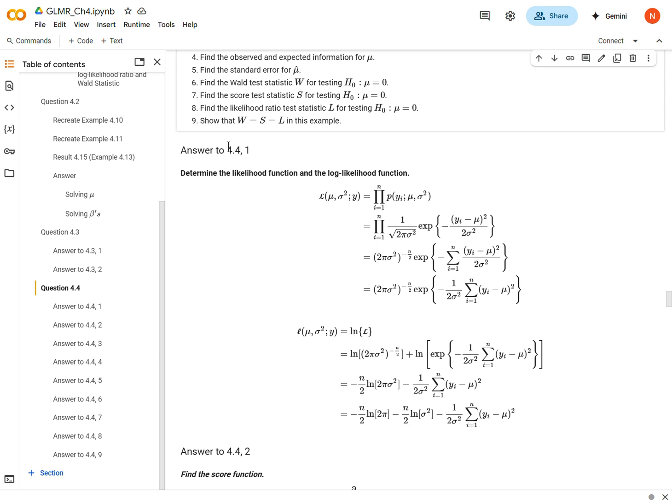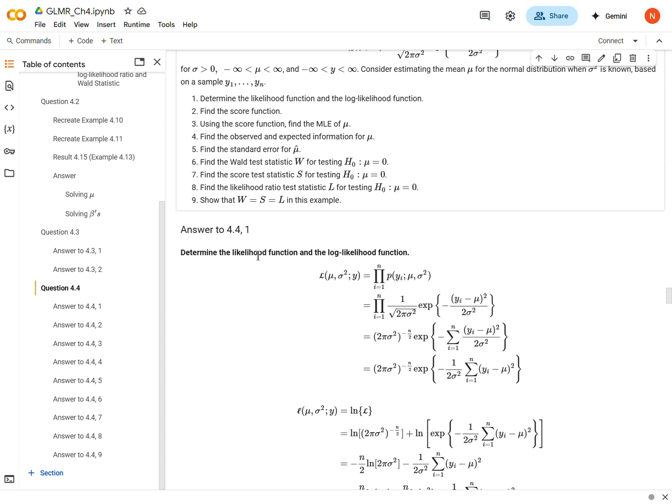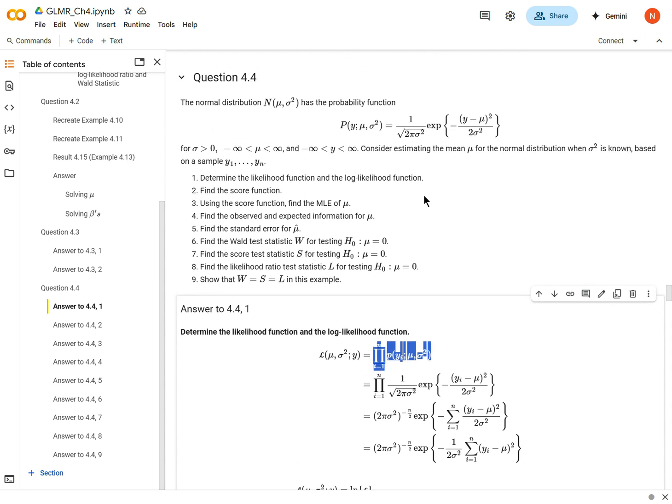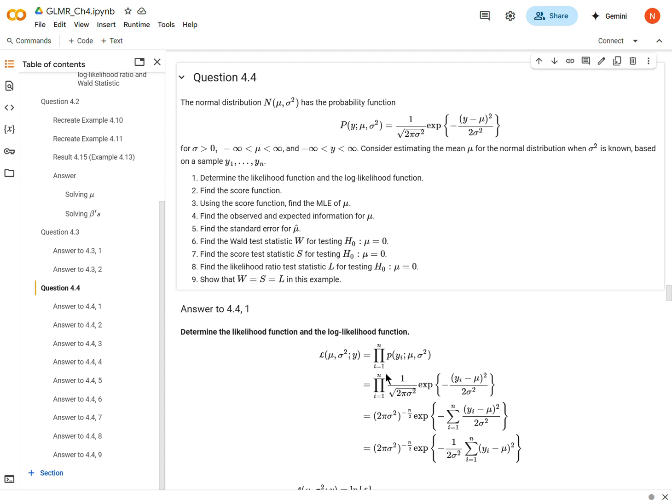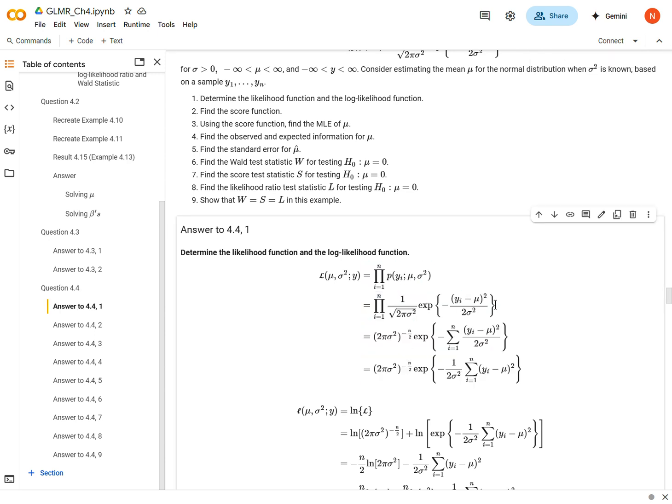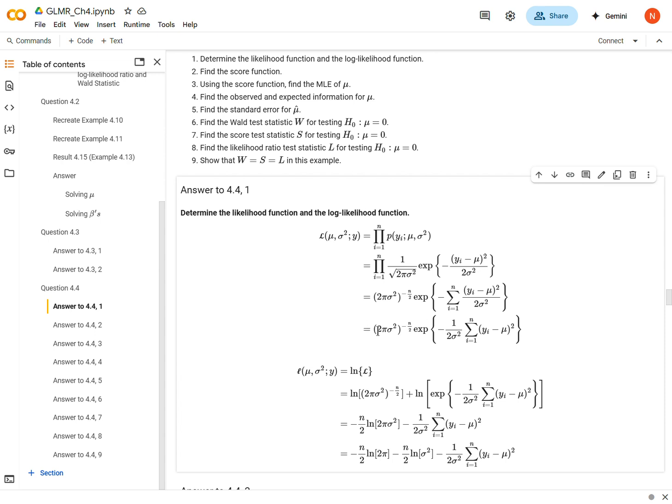Okay. So question 4.4.1, or the first part of this whole question, is we want to determine the likelihood function and the log likelihood function of the normal distribution. Okay. So the likelihood function is just taking our probability distribution over all observations, and assuming that the observations are independent, then this is just the product of everything. If we take our expression for the normal distribution and take the product over n observations, we get here, and then we can do some simplifying to come out with this expression. Okay, and so of course, that's our likelihood function. And the log likelihood is then just taking the log of that. Okay, and so that's what goes on here.